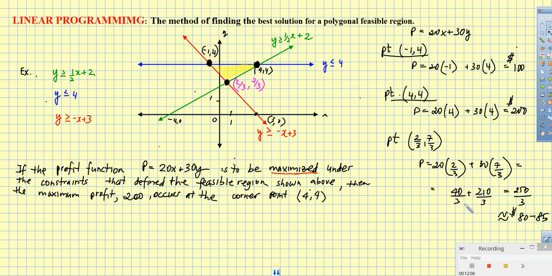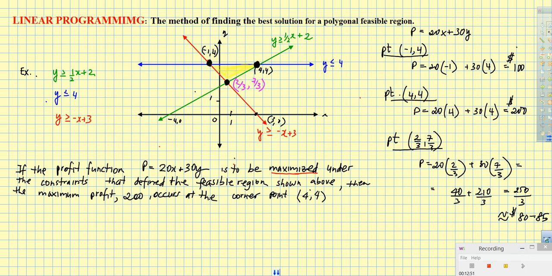So given the three constraints, we know that our corner points are negative 1, 4; 4, 4; and 2/3, 7/3. Then what we do is we replace those values of x and y in the profit function, and whichever one maximizes or gives me the highest amount, then I know that's my maximum profit. And we said that it has to be in the corner points. So when given a feasible region in the yellow area, the corner points are always going to be the ones that give us the best solution, or one of those corner points, and then you have to test out each of those points.